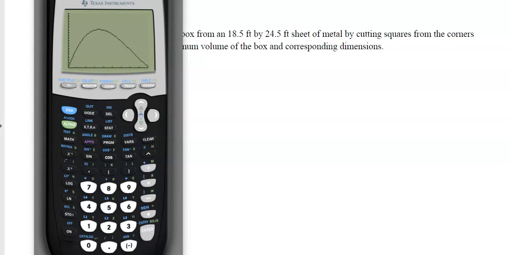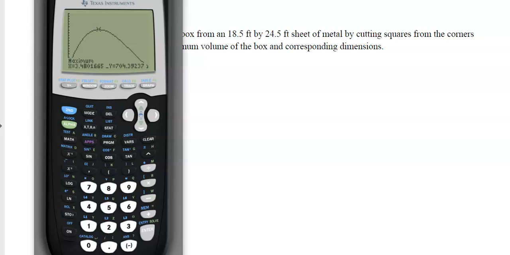So let's calculate that max. Second calc, maximum, number 4. I've got to get to the left side of the max. Enter. Get to the right side of the max. Enter. Guess. Yes.